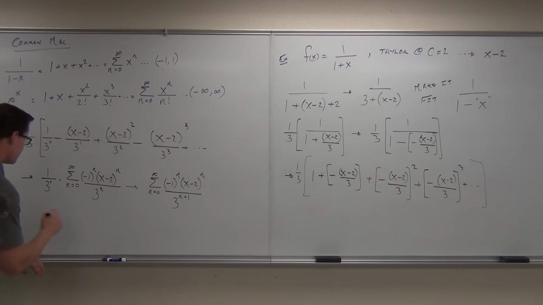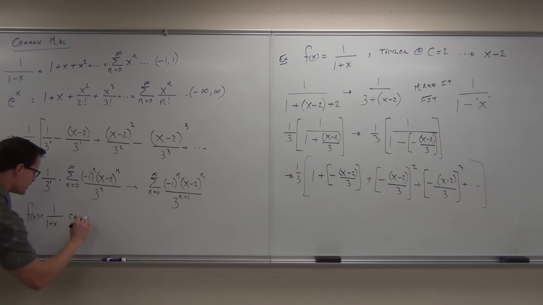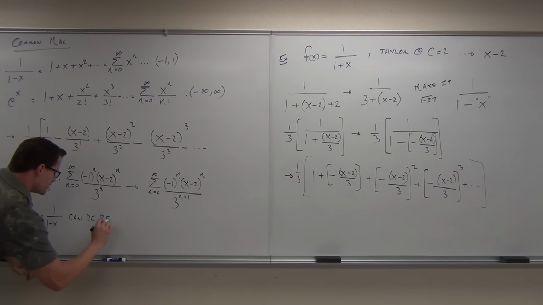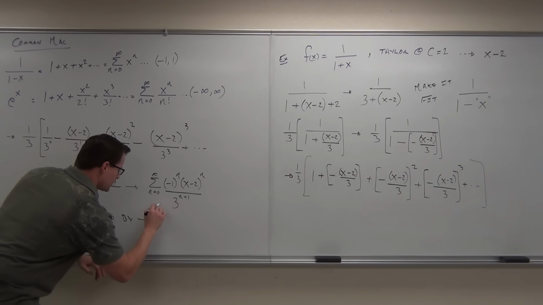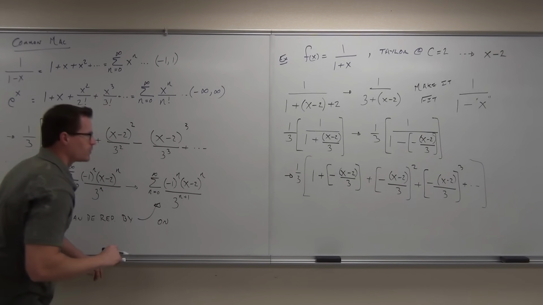Now wrap it all up. f of x equals 1 over 1 plus x can be represented by this on the interval. Oh, wait a minute.